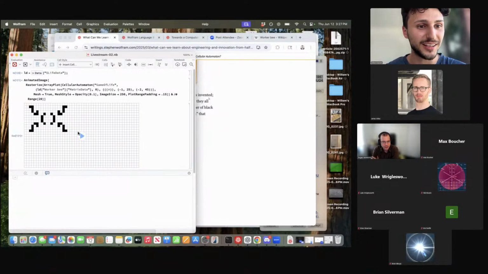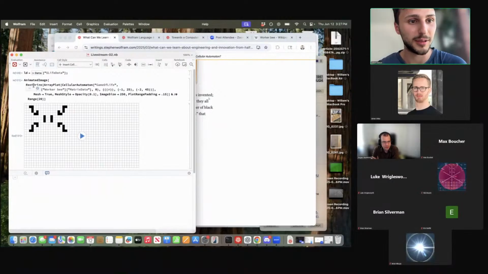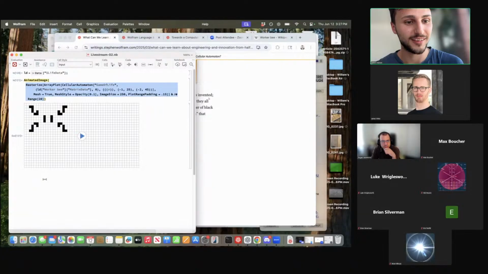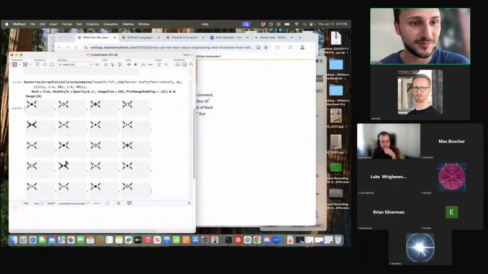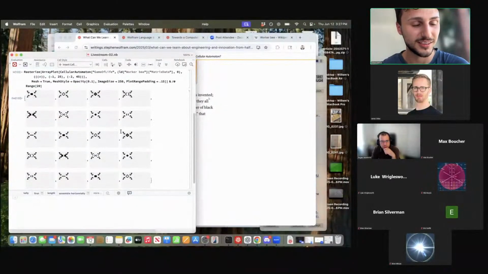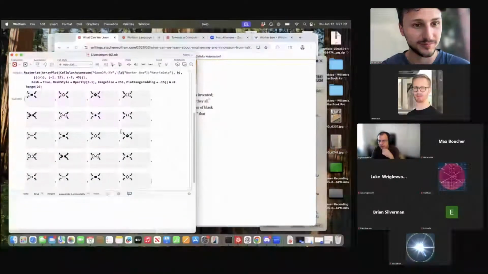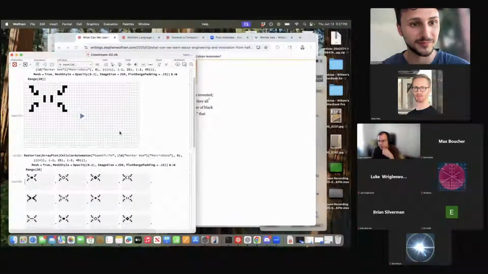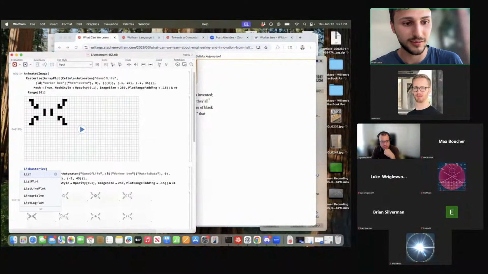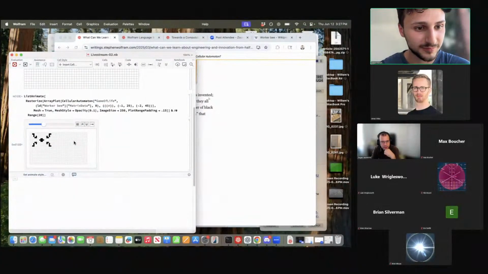So that's a little fast. Maybe just the frames would be helpful too. Yeah, these are the frames. You can hit that with list animate, I think. Let's try it. And now you can scroll through.